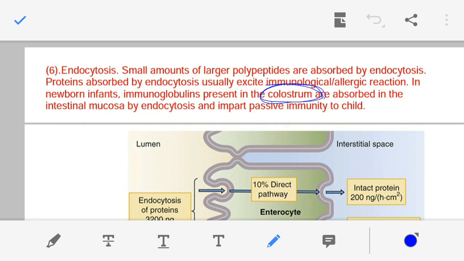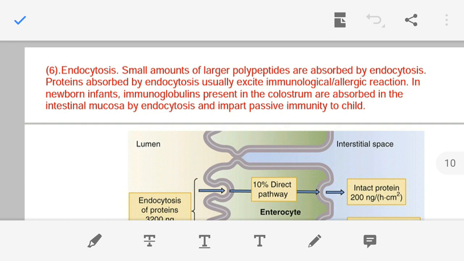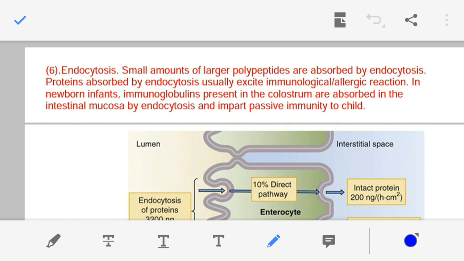Now what is colostrum? After the birth of the baby, the mother's breast secretes the colostrum, and this colostrum has a high content of protein. Now the newborn baby, the infant, sucks the mother's nipple, and the baby is getting the nutrition from the colostrum, that is the mother's milk.